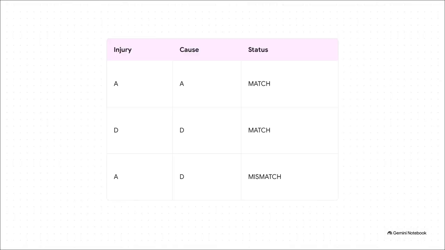Now, here is our seventh character extension matching law. This is so important. The seventh character on your external cause code must perfectly mirror the seventh character on your primary injury code. If your fracture code gets an A for an initial encounter, your external cause must also end in A. If the fracture is a D for subsequent, your cause must be a D. They have to match perfectly.